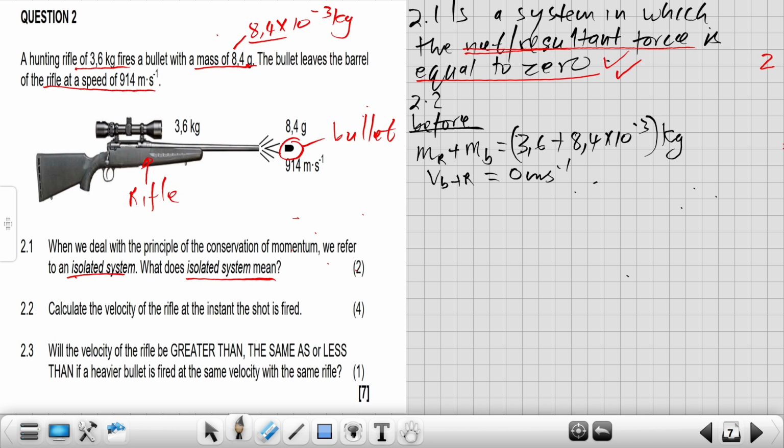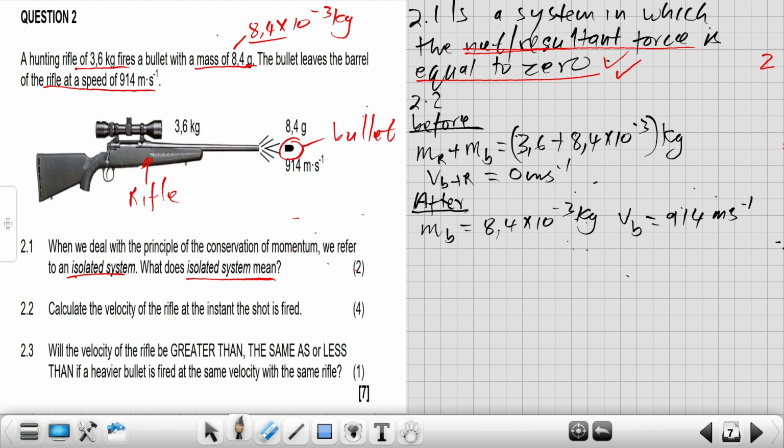And then what happened after? After, I know that I have a bullet separately and I have the rifle also separately. So I'm going to say I have M of the bullet, which is just 8.4 multiplied by 10 to minus 3 kg. But I'm also told that V of the bullet after is 914 meters per second.